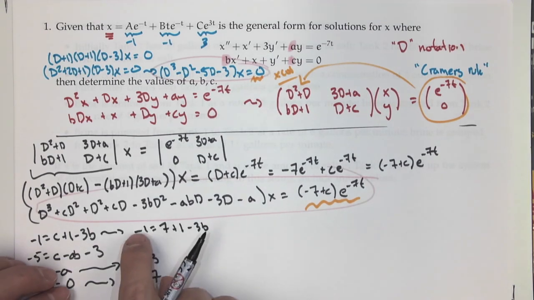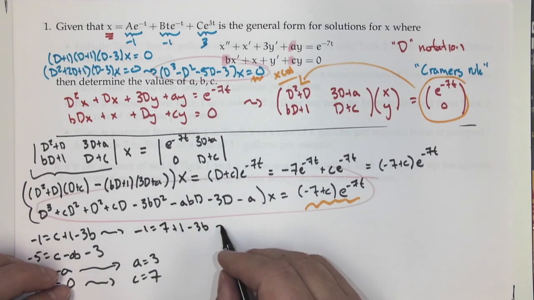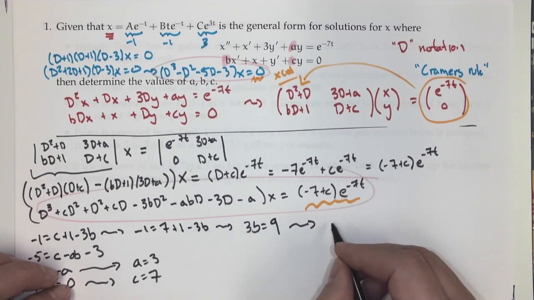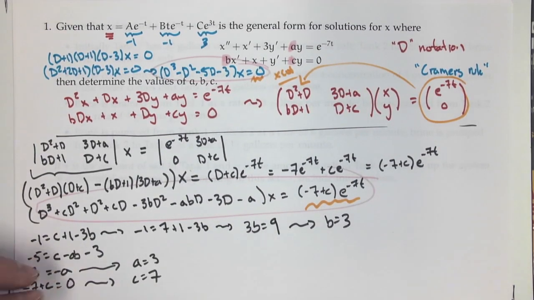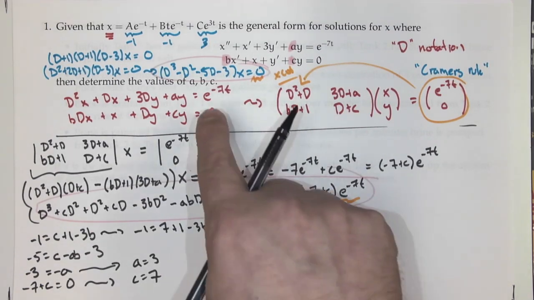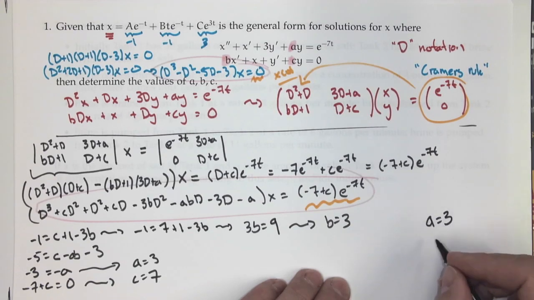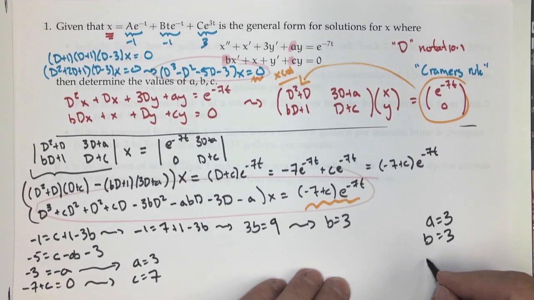If we move things around, I can add 1, I can add 3b. That says that 3b equals 9, which says b equals 3. And so we found A, B, and C, so we have our answers. A equals 3, B equals 3, C equals 7.